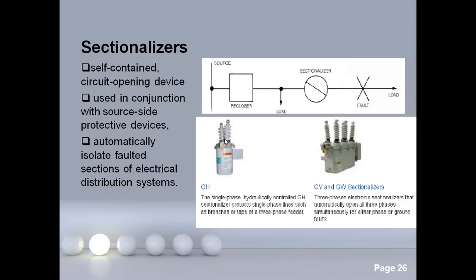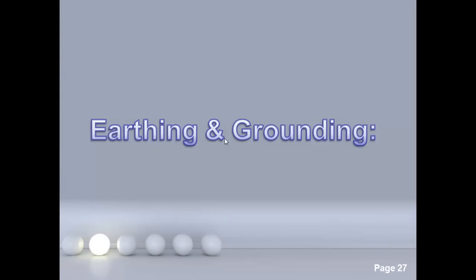Next come the section analyzers. Section analyzers are very important in maintaining the reliability of the power system because they help to isolate the fault and help in maintaining the reliability of our power system. Next comes the earthing and grounding.